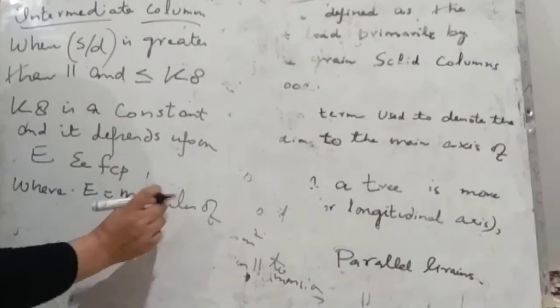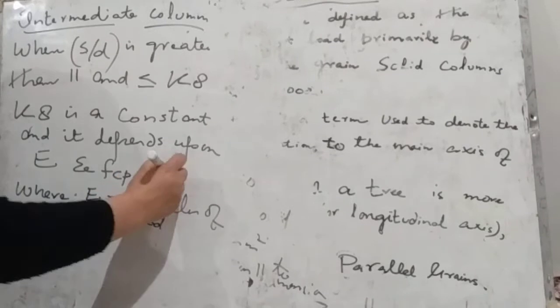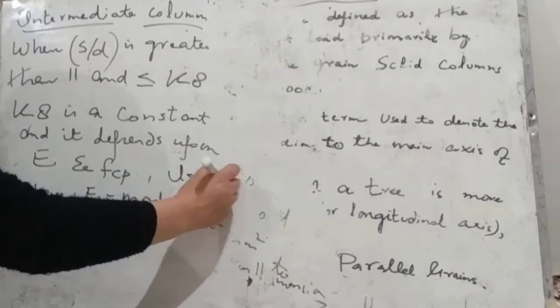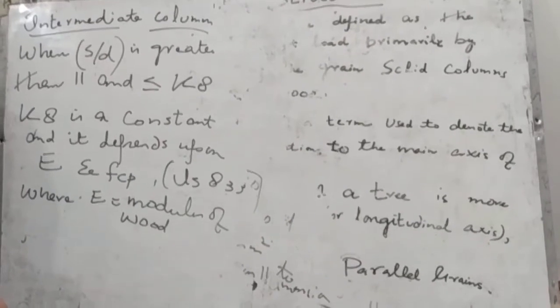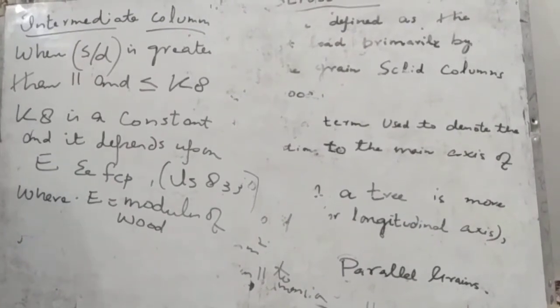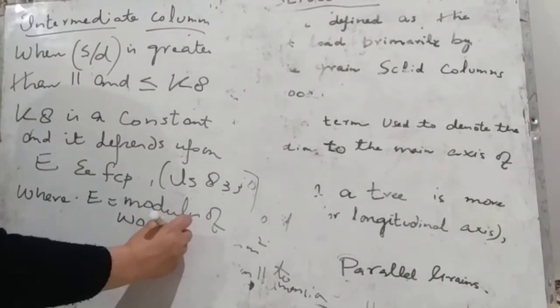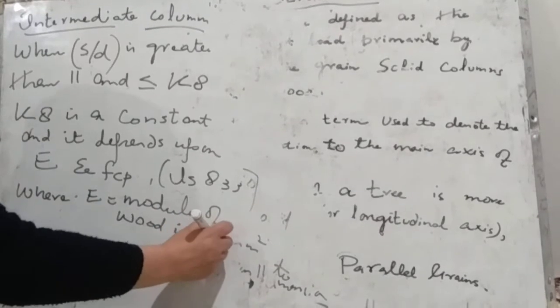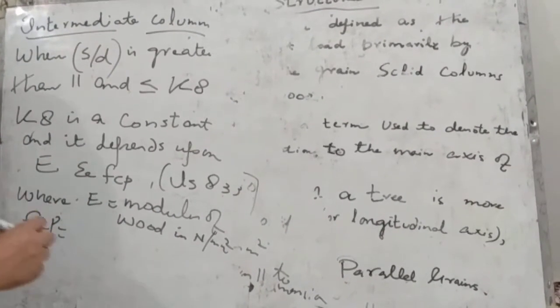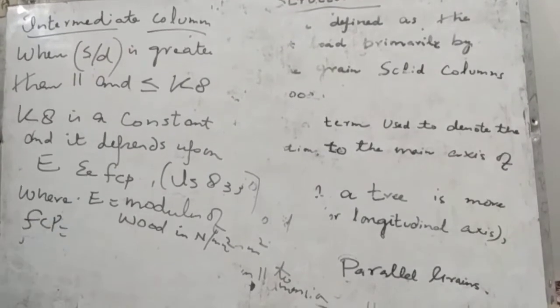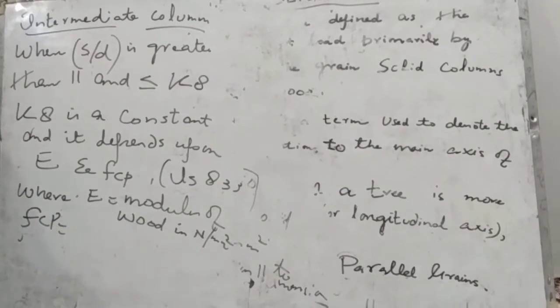Now E is your modulus of elasticity of wood, which will be given in your code, that is IS 883. These values will be given in this. This is the code for your timber structures. E is the modulus of elasticity of wood in Newton per mm square, and this FCP is permissible compressive stress parallel to the grain.